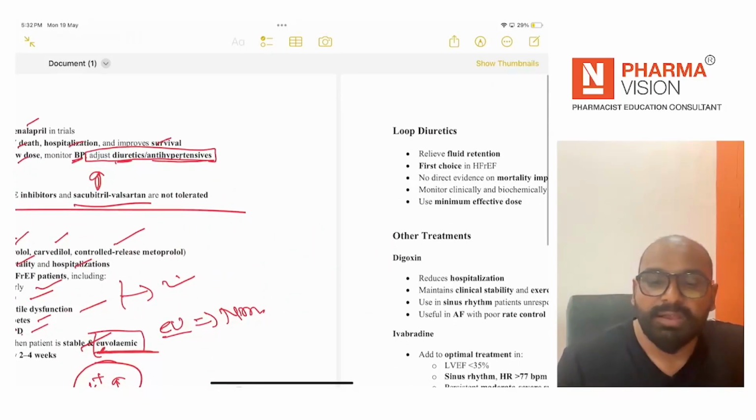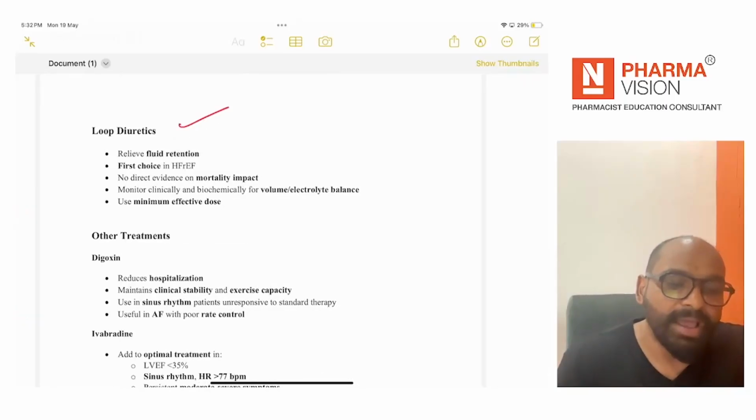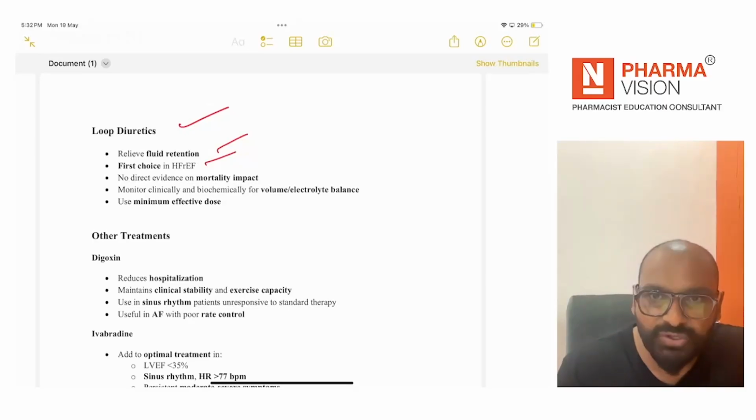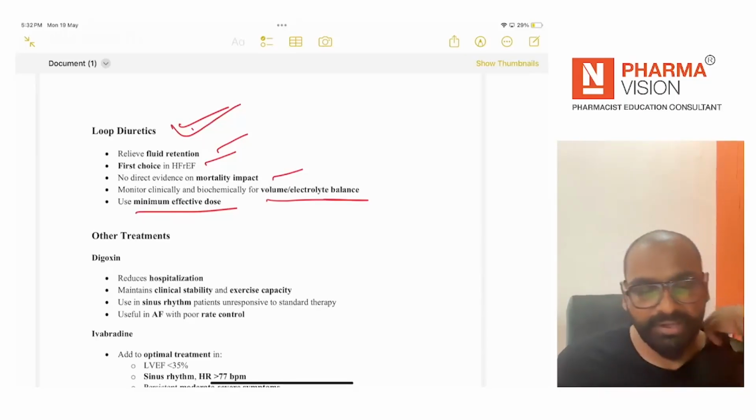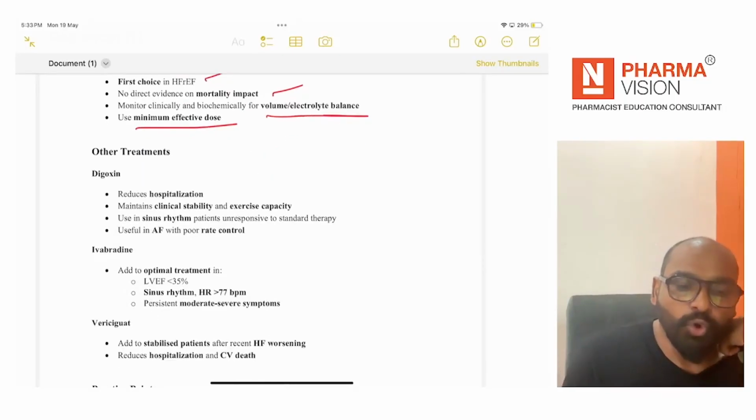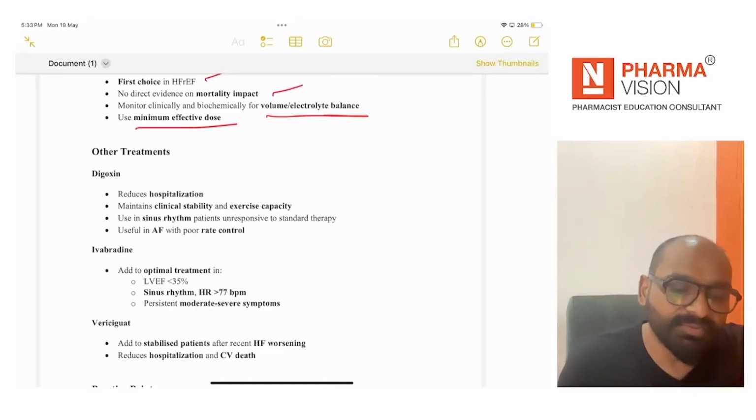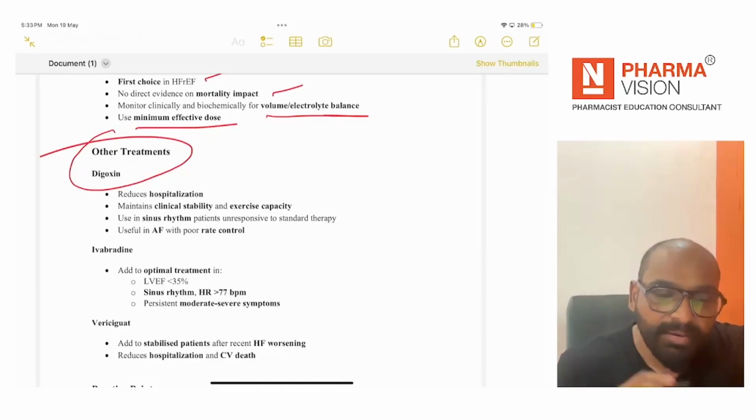Okay, so loop diuretics, again, for fluid retention, are the first choice when ejection fraction is low, so definitely more fluid is going to accumulate. There is no direct evidence on mortality, but monitor clinically for volume and electrolyte balance. We have to use the minimum effective dose. Normally we have covered loop diuretics in the diuretic section. The most important medication we are going to discuss in the coming class is digoxin. Digoxin is very important, and we are going to discuss it in detail.